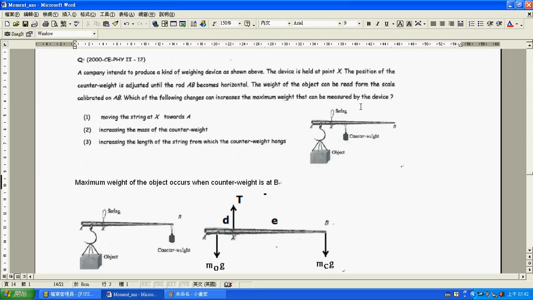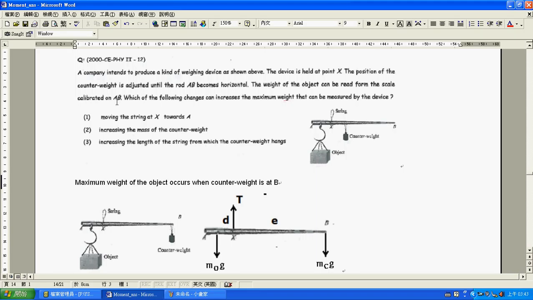Now the device is held at point X and the position of the counterweight is adjusted until the rod AB becomes horizontal. Now the weight of the object can be measured from the scale calibrated on AB. Which of the following changes can increase the maximum weight that can be measured by the device?